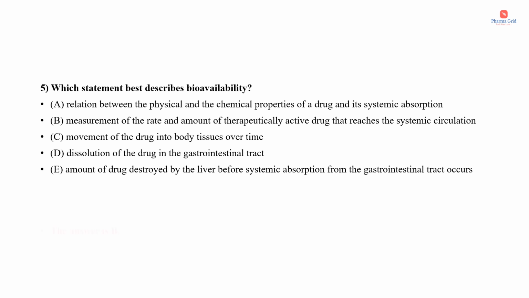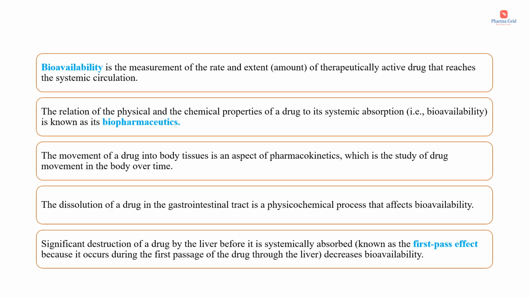Here the correct answer is option B, that is, bioavailability is the measurement of the rate and amount of therapeutically active drug that reaches the systemic circulation. So bioavailability is the measurement of the rate and extent. Extent means the amount of therapeutically active drug that reaches the systemic circulation.